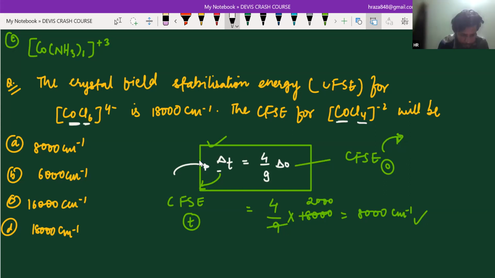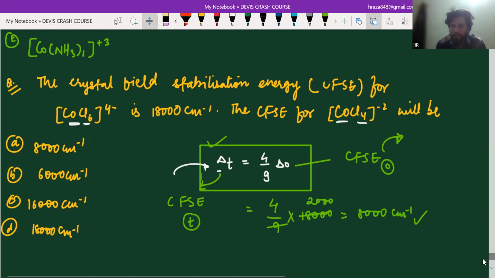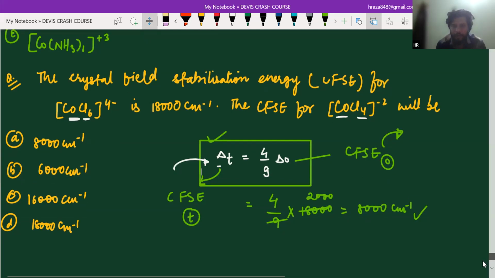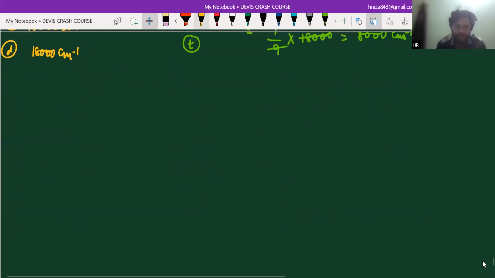Do you know which compound shows color and which compound cannot show color? If it's paramagnetic, it will show color. If it's diamagnetic, it won't. There will be no question on this.